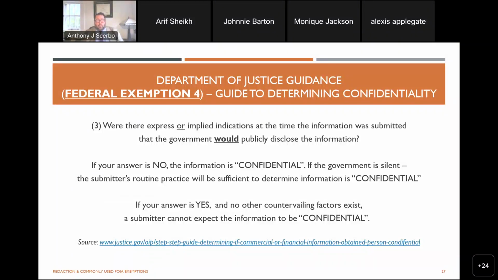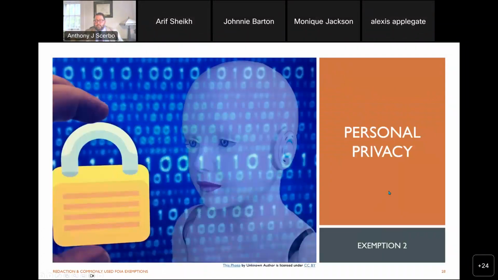On the other hand, if there were express or implied indications at the time the information was submitted that the government was going to disclose it, and you say yes, that's true, and there were no other countervailing factors, then the submitter of the information could not possibly have expected the information to be treated as confidential, because they had either an express or implied indication when the information was submitted that the government was going to publicly disclose. And again, a handy link to the DOJ step-by-step guide to determining if something is confidential.